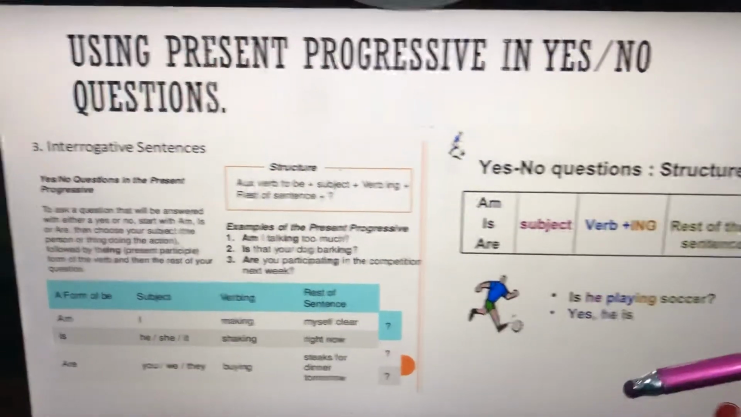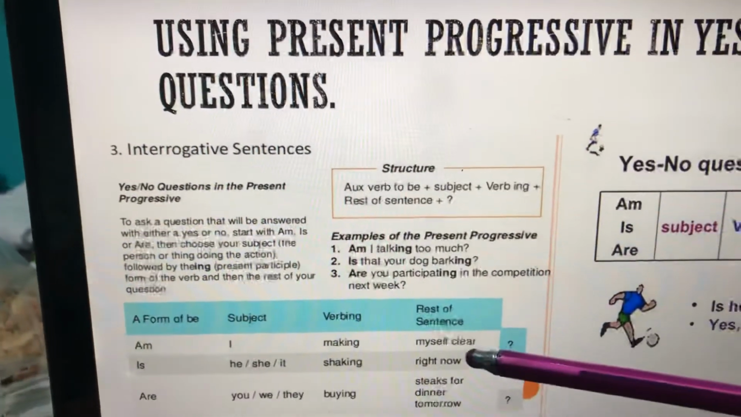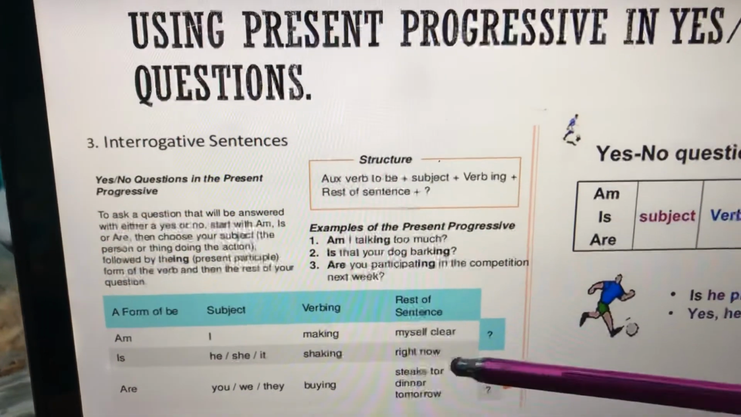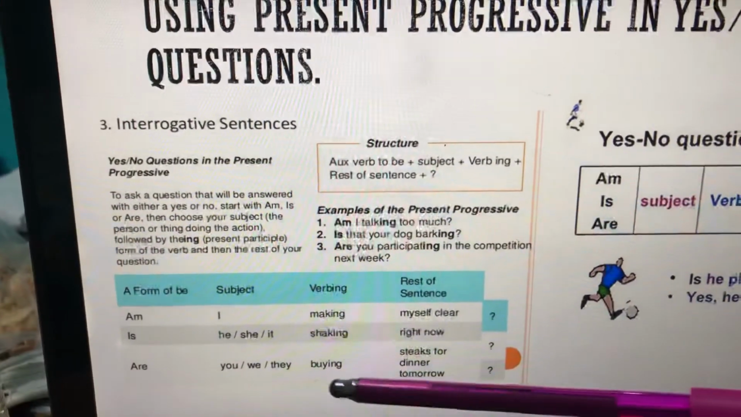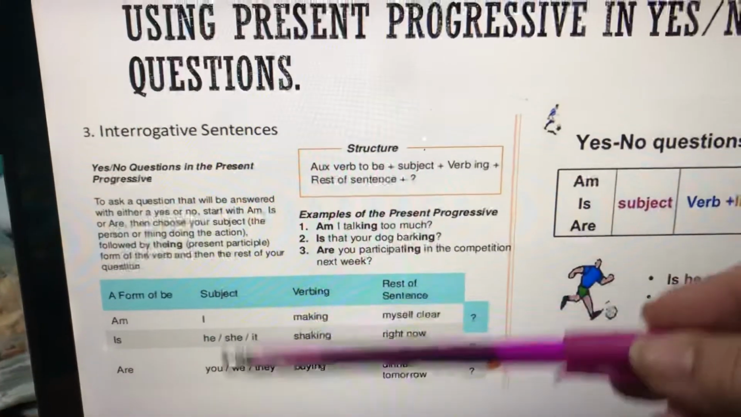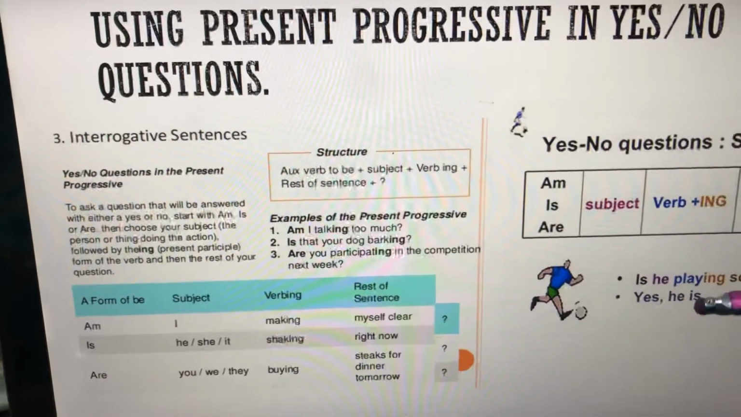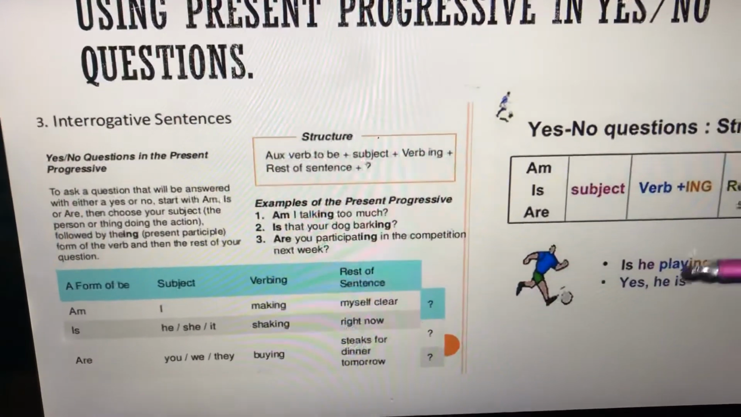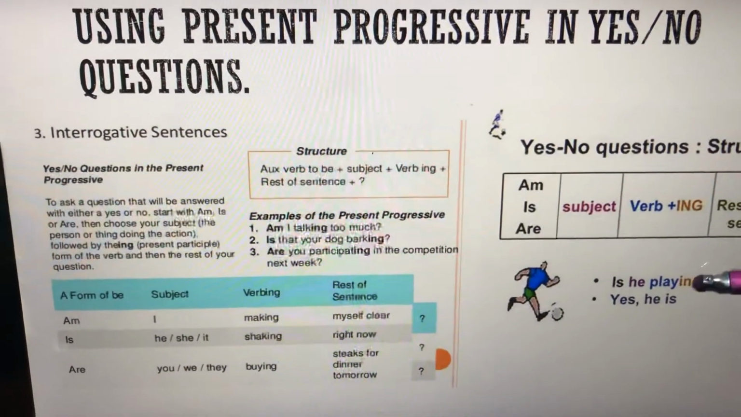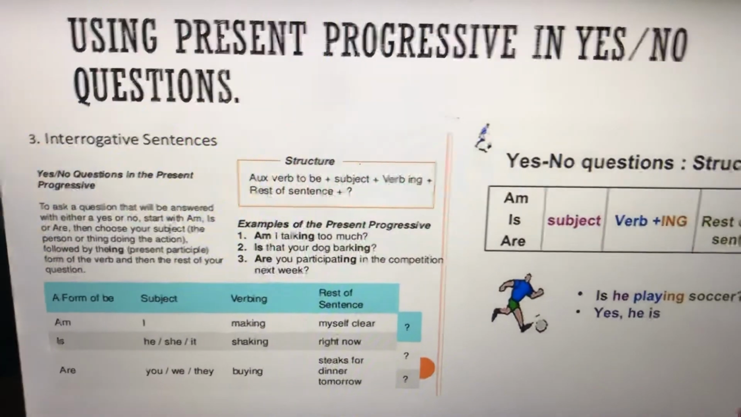The long answer, right? And here we have other examples, like for example, am I making myself clear? Is he or she or it shaking right now? Are you buying dinner, for example? Remember that after the verb to be, like in this case or this case, the verb has to end up in the ing form. And the rules, of course, we have seen in former classes.